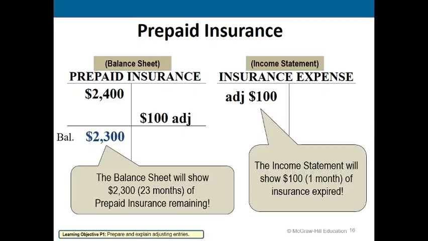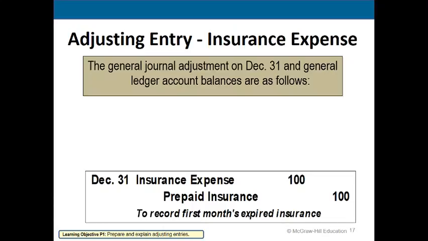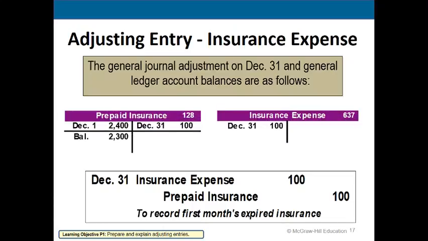So what happens if you don't do this? Well, the asset is overstated for the year. Your expense accounts, total expense is understated. Therefore, you have overstated income, since you understated expenses. And there's your entry.